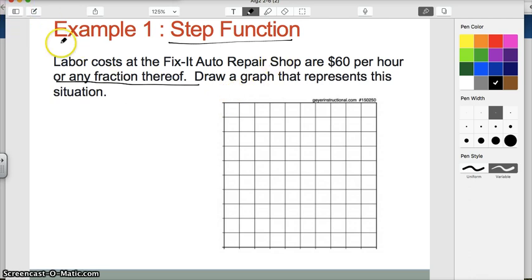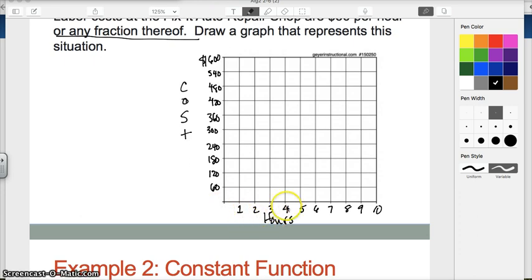So let's go ahead and make our graph. Let our hours be down here, and our cost be along the side. And let's label it. So I've labeled this 1, 2, 3, 4, all the way up to 10 hours, and I've labeled this in multiples of 60 because that's how I'm being charged.